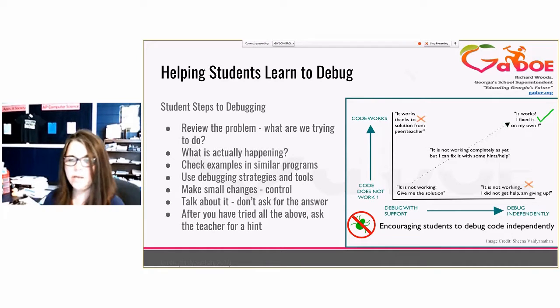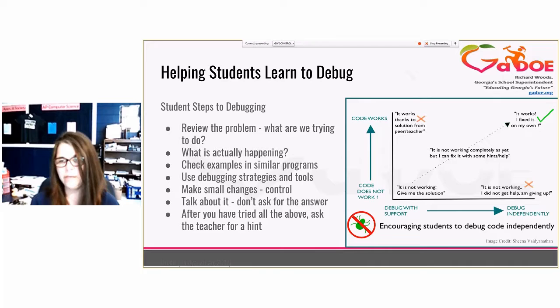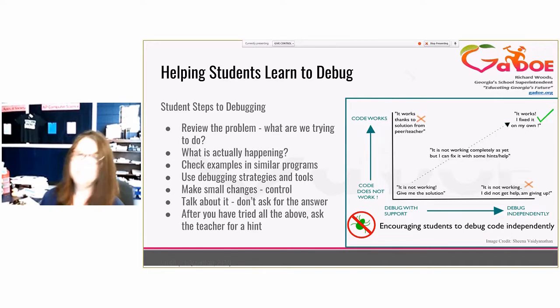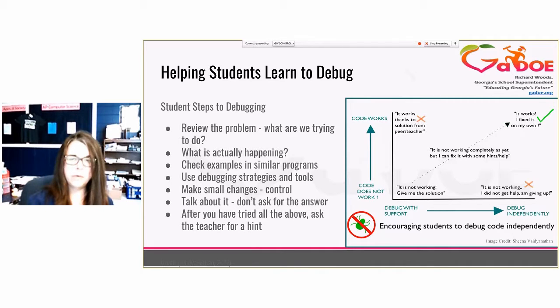When a student is trying to debug, they should talk about it. Don't just ask somebody, hey, how do you do this? Give me the answer. But explain the problem to your buddy. Talk about what's working, what's not working, and usually talking about it will help reveal the answer, because if you can understand enough to explain it, most times you can then see the problem.